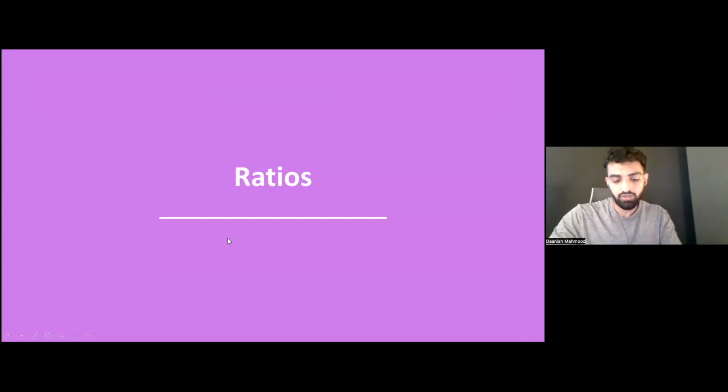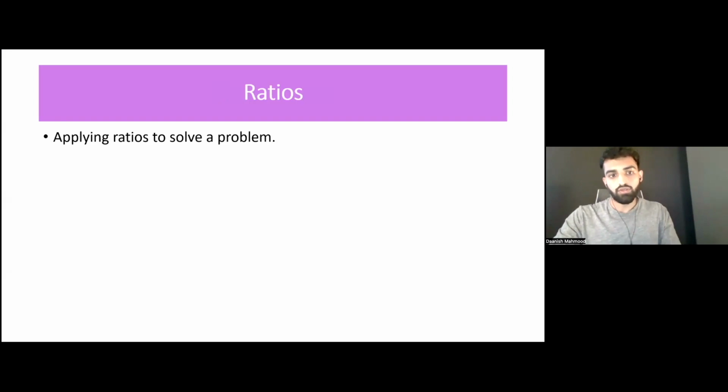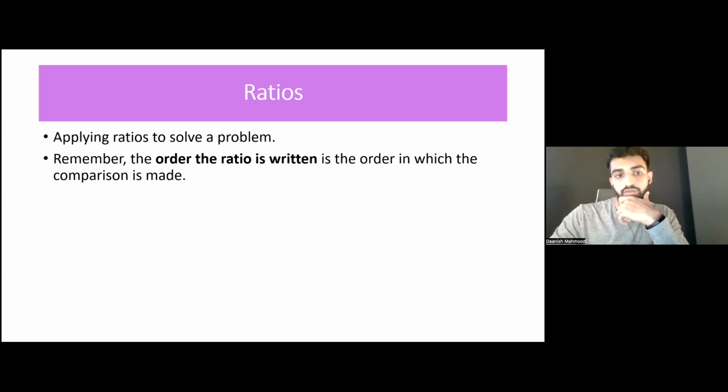Cool. Next question type is ratios. So obviously you're applying ratios to solve a problem. Things to remember with ratios is the order that they're written in, okay? This is very key because the answers will actually show you the ratio in both ways, flipped with the numbers either way, and only one of them is going to be correct.